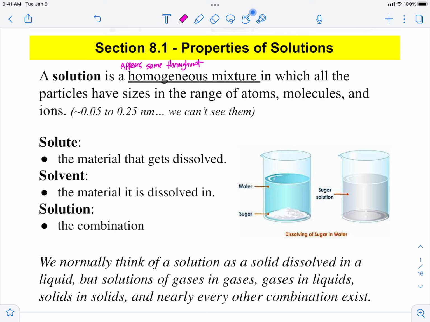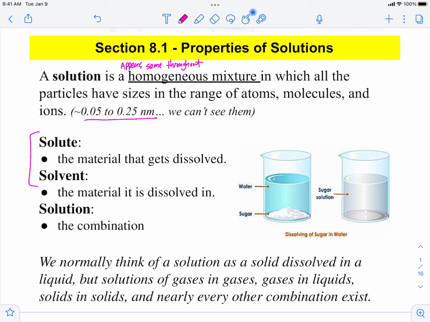Now, the size range that we're talking about, anywhere from 0.05 to 0.25 nanometers. Remember when we used to measure wavelengths in nanometers? If we need to, we could convert any numbers back into nanometers. We're not really going to be measuring the sizes here, but that's just to give you reference, okay, about how big these are.